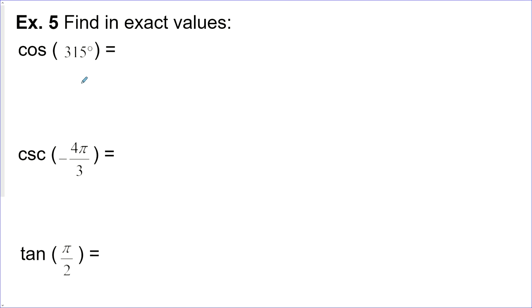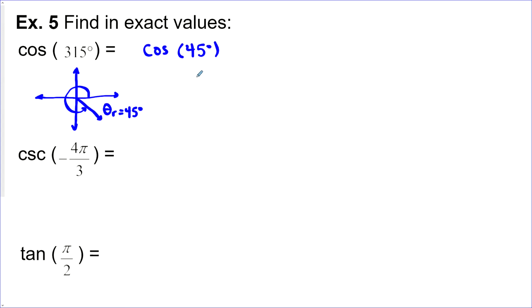So for the first one, let's see where this angle is. Cos 315 degrees is about here. Quadrant 4. Now we know that the reference angle for that is 45 degrees. So this actually equals cos 45 degrees. And I've just left a space here because we need to see if it's negative or positive. So we can use the CAST rule, and that shows us that cos is positive here.